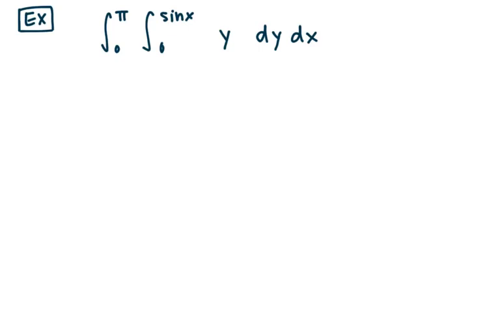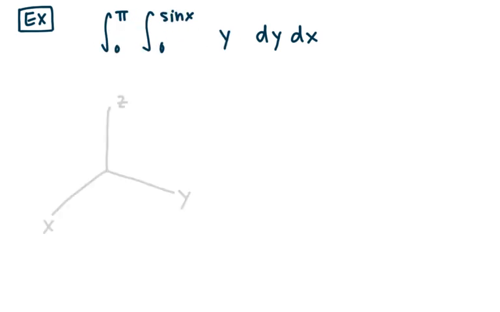Hello, we're going to do another example of double integration, and we're going to try and visualize what we are looking at while we do this. So we have a function of two variables and it's just y, so this is a plane, and then these bounds are giving us our rectangular region.